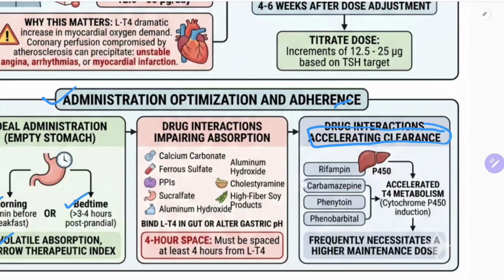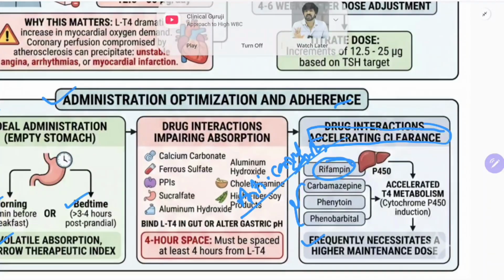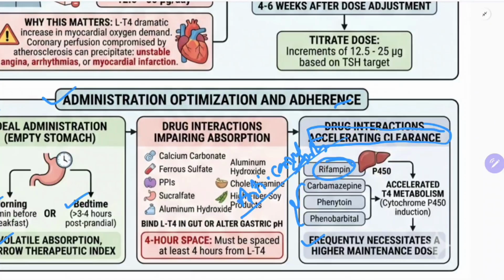Which are those drugs? Mainly anticonvulsants and rifampin, an anti-tubercular drug. So these drugs accelerate the metabolism of T4 and it will get excreted. So this will frequently necessitate a higher maintenance dose, because if the patient is epileptic, the patient cannot stop these medications. That's why the patient may require higher doses in these cases.